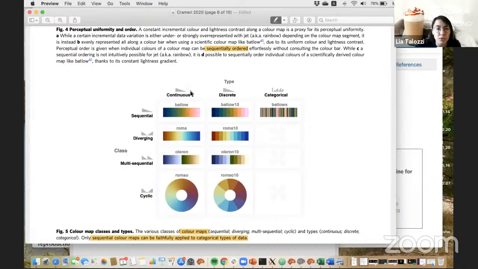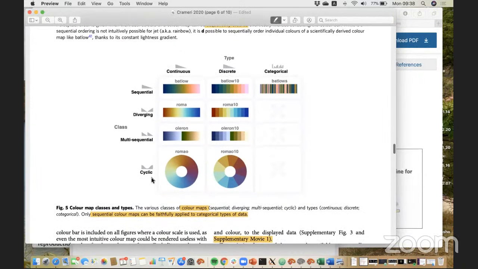And also you can divide color maps according to the type. That is a continuous gradient, so when you have a smooth change from one color to another, or a discrete color map where you can distinguish each color, or a categorical color map where there is no order. And also you have cluster color maps, so when this variation is sequential, diverging with a central point, multi-sequential, or cyclic.